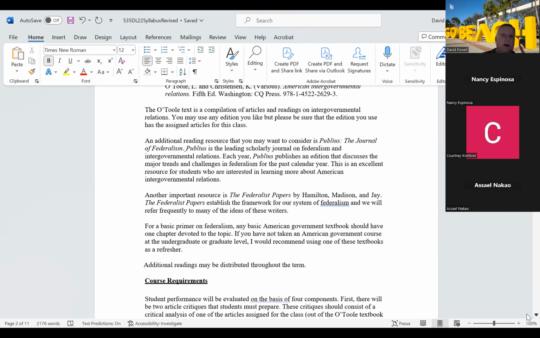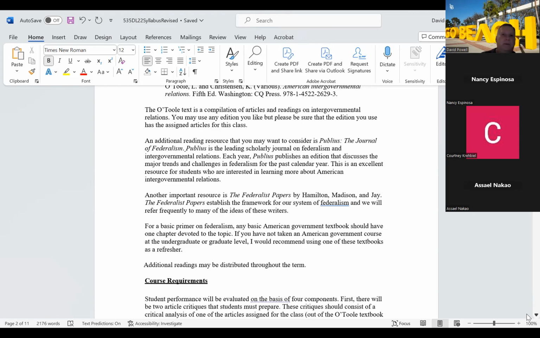Oftentimes we talk about how we don't know what the framers meant. They wrote these documents over 200 years ago. How do we know what they meant by the terms they were using? Well, one of the good ways to know is to look at the Federalist Papers, because in some of them Hamilton and Madison actually tell us exactly what they were thinking and what they meant by some of the phrases and passages they included in the Constitution.